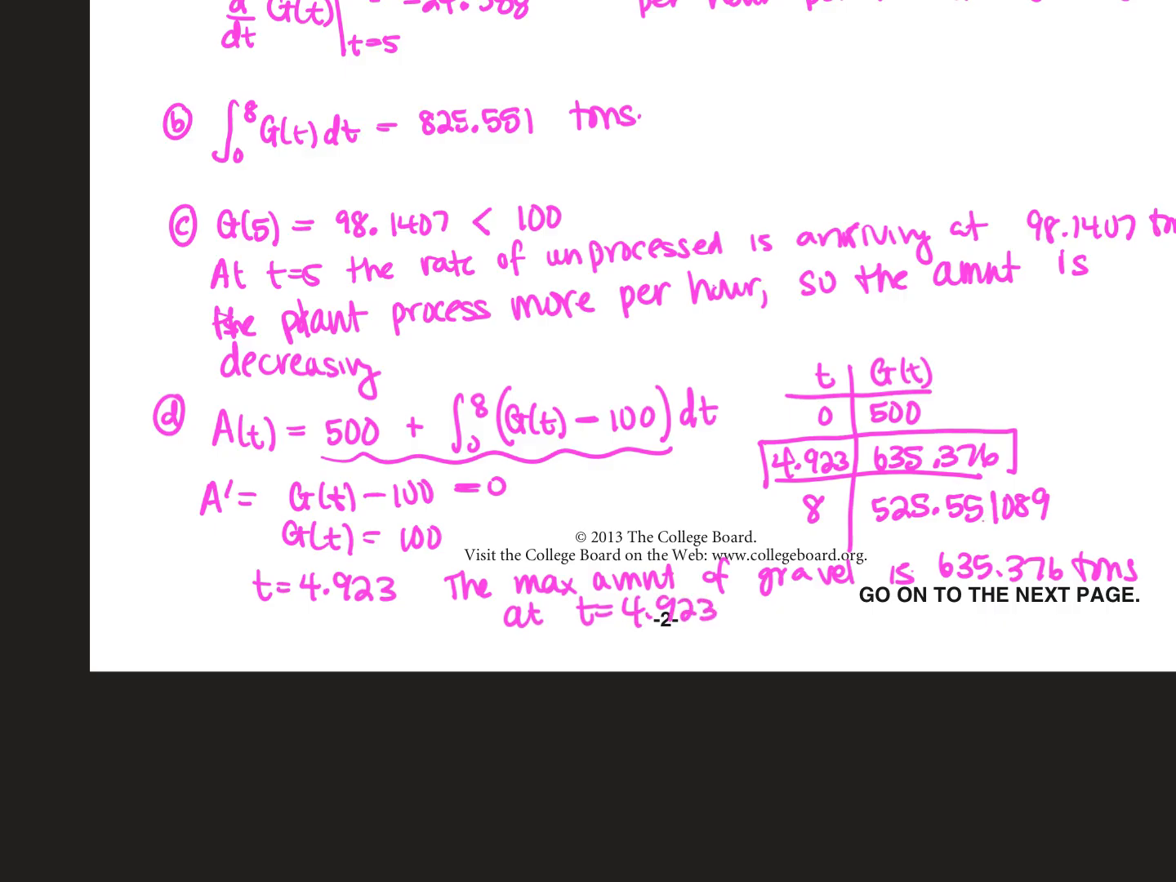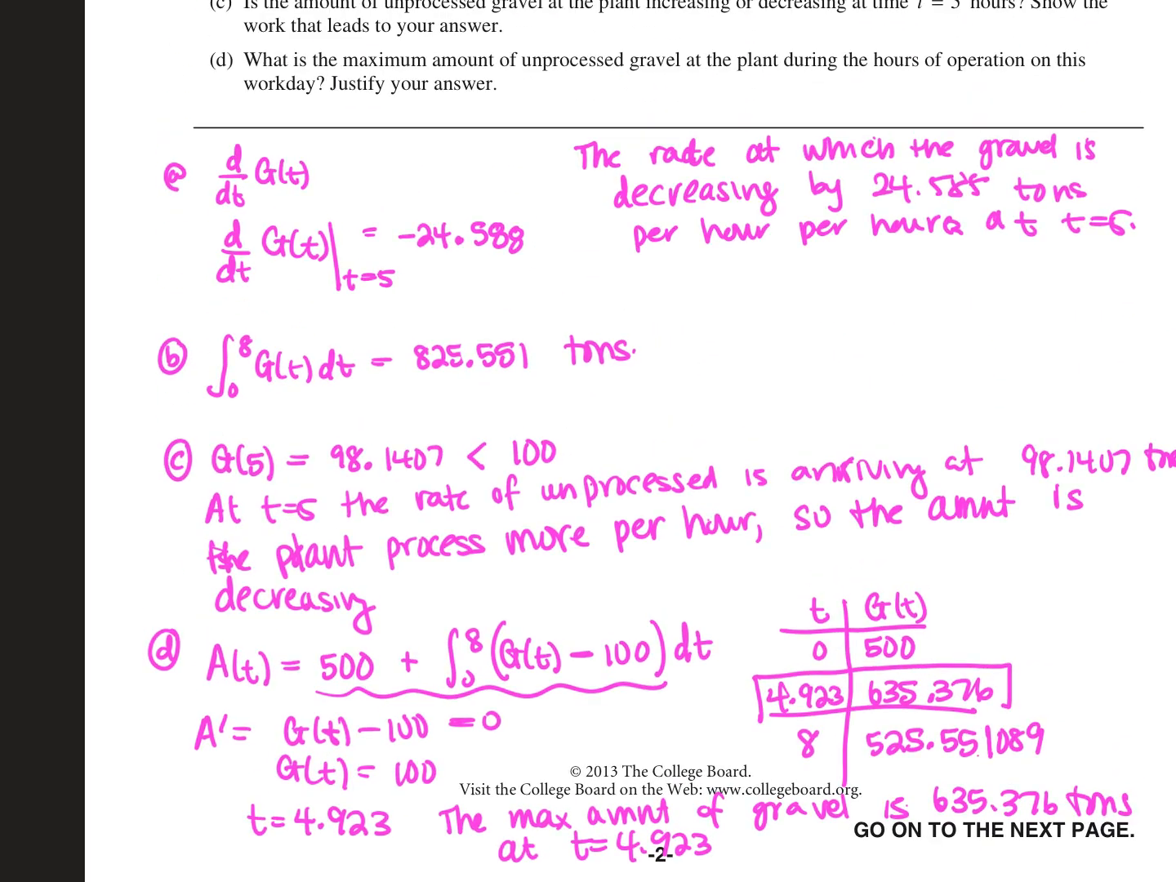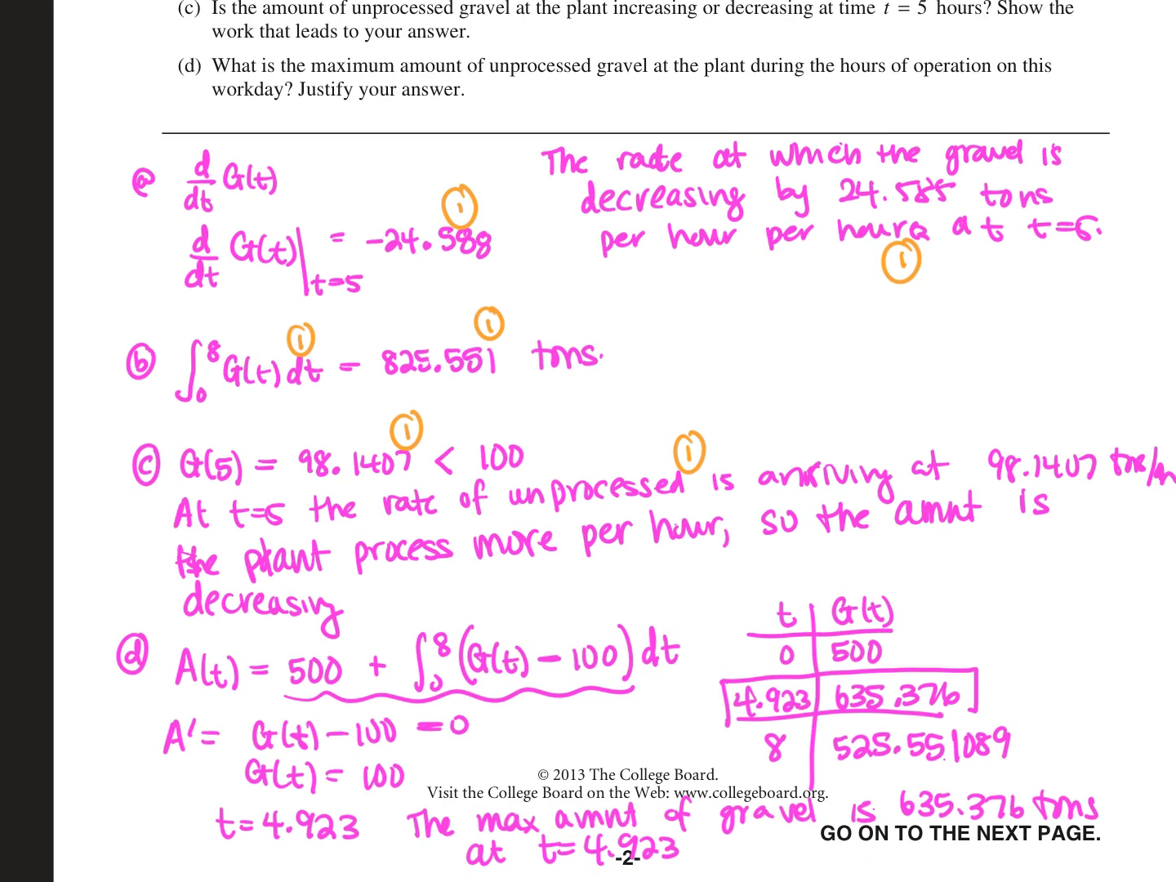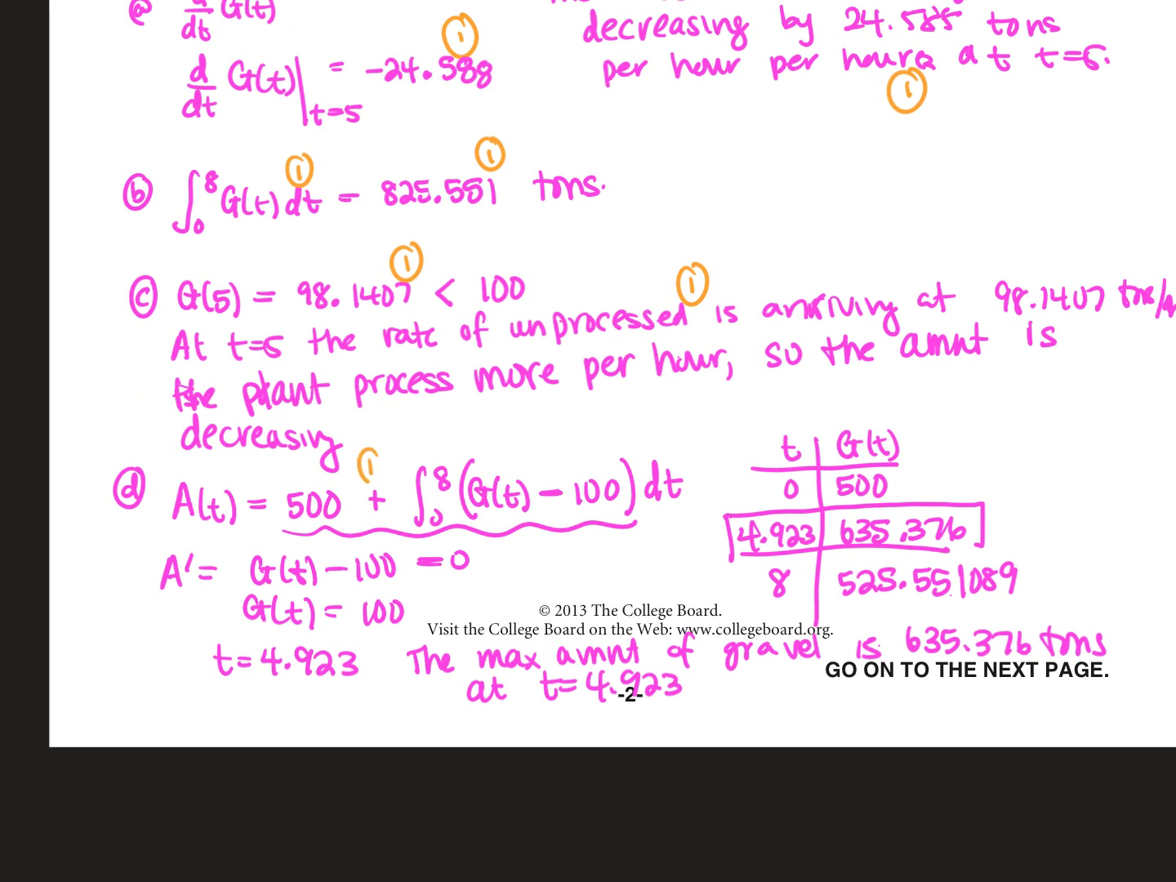Okay, and lastly, we need to talk about how this one was scored. In part A, you got 1 point for finding what G prime of 5 was and 1 point for explaining what it was. Part B was 1 point for the integral, 1 point for the answer. Part C, you should have been comparing the amount at G of 5 to 100 and then giving a conclusion. In part D, you're looking for A of T, and then looking where A prime of T is equal to 0, and then your answer and your justification.